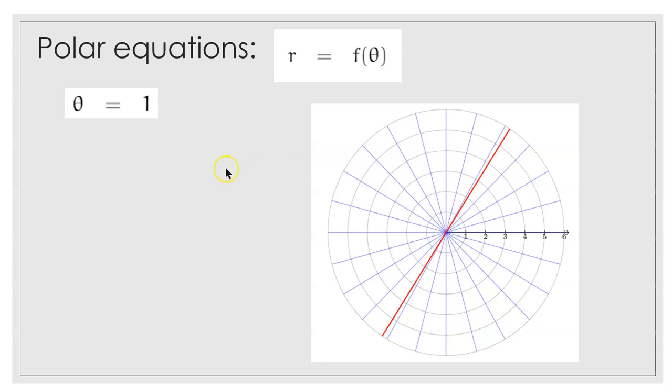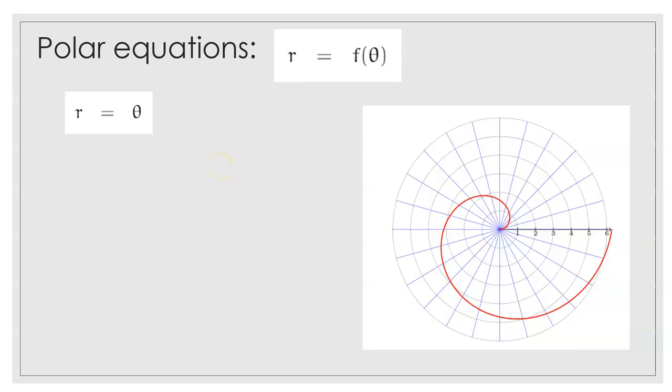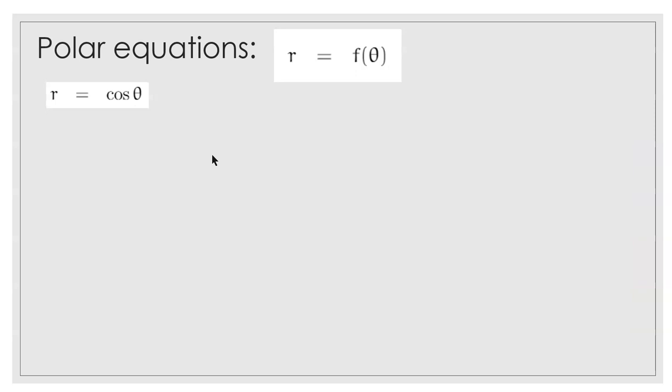Another interesting thing is when you look at r equals theta, then you get this pretty spiral. I like the spiral. Okay, now let's look at some more likely equations that you play with. You tend to do the trig equations when you do polar equations. So let's start with cosine of theta.